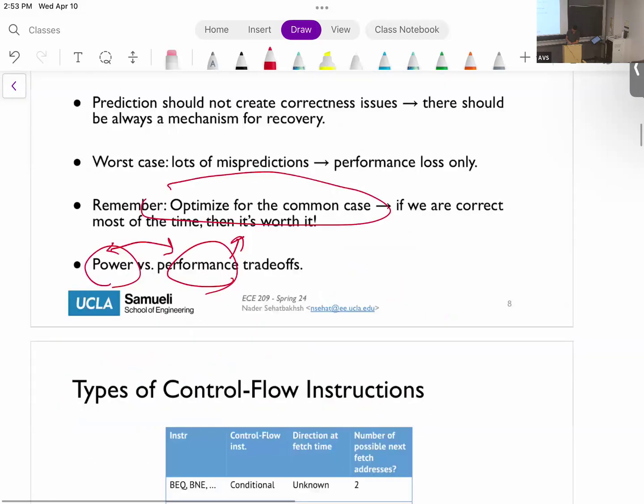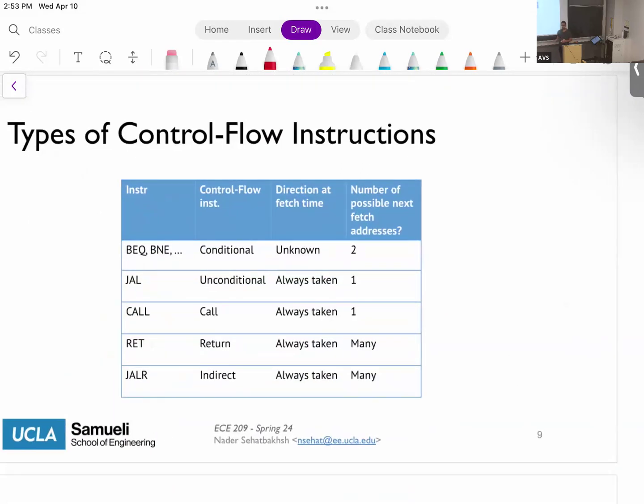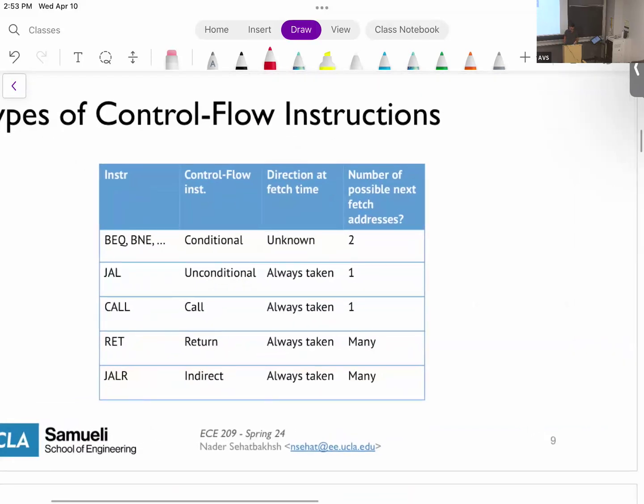Okay. So in order to understand how many different branch predictors we need, we have to look into the types of different control flow instructions, different types of jumps or branches, okay? In general, we have 5, which is kind of like 3 actually, but let's call it 5.